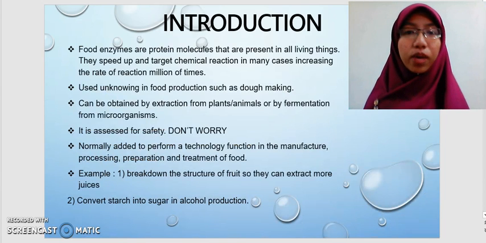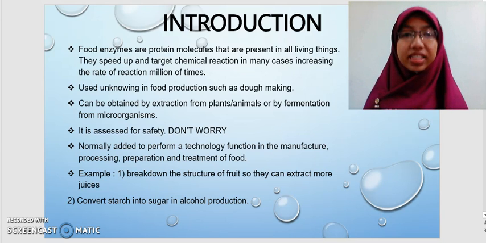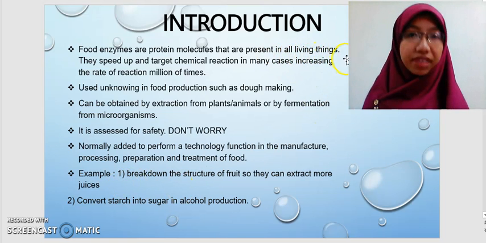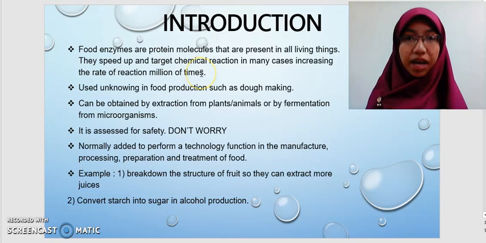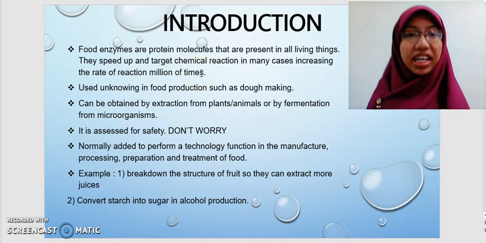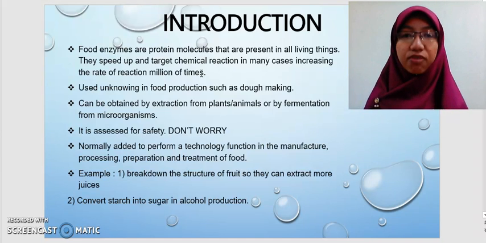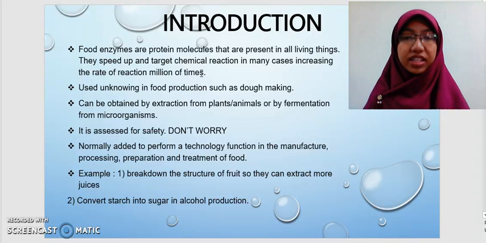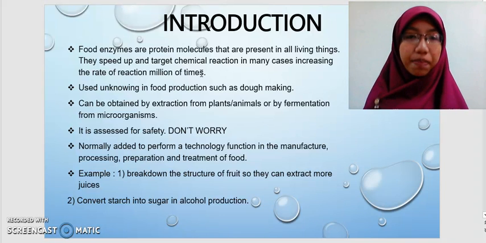Introduction. What is food enzyme? Food enzymes are protein molecules that are present in all living things. They speed up and target chemical reactions, in many cases increasing the rate of reaction millions of times. It is used and known in food production, such as dough making. It also can be obtained by extraction from plants, animals, or by fermentation from microorganisms. It is assessed for safety, so you don't need to worry about it.